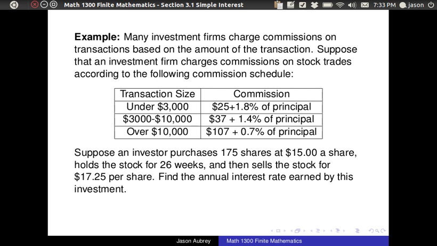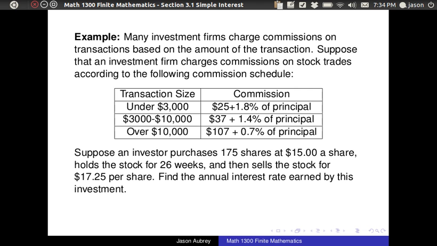Suppose a particular firm charges commissions on stock trades according to the following schedule. If the total amount of stock that you're buying or selling is valued at under $3,000, then the commission is a flat $25 fee plus 1.8% of the transaction amount, of the principal amount. If the amount of stock is valued between $3,000 and $10,000, your commission is a flat $37 plus 1.4% of the principal amount. If the amount of stock is over $10,000 in value, your commission is a flat $107 plus 0.7% of principal.